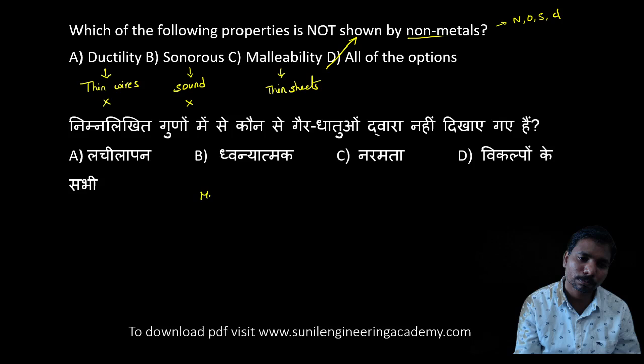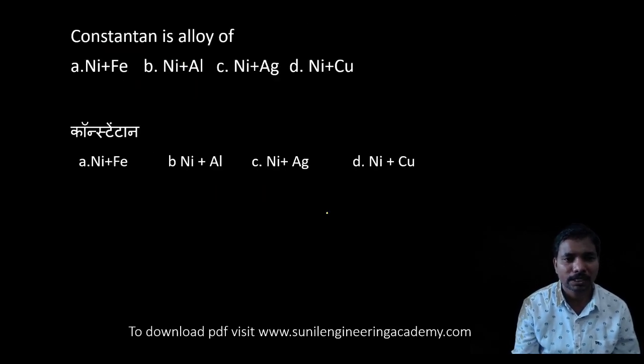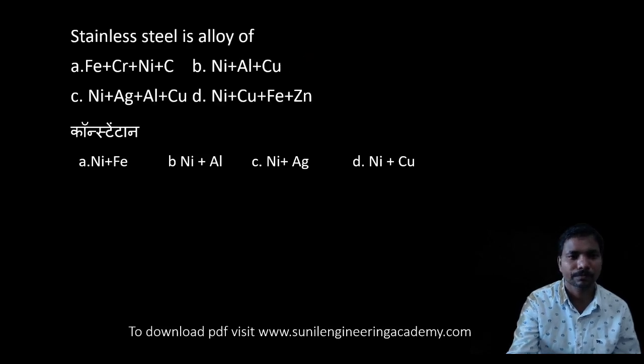So metals perform all those operations. Metals have all above properties. Okay. Answer is option D. Constantan is an alloy of dash. Nickel plus copper. So answer is option D.